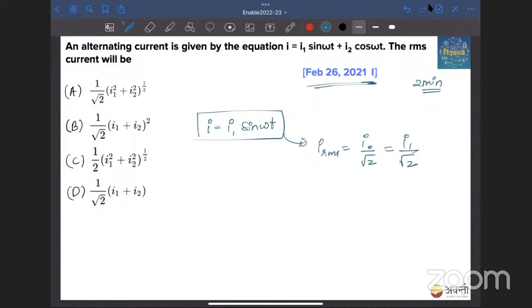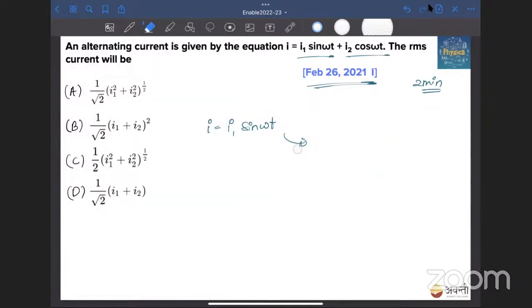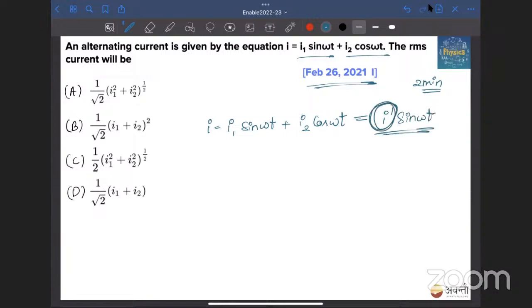But this is not the equation. The equation is I1 sin omega t plus I2 cos omega t. So let's remove this. Plus I2 cos omega t. So what can be done to make it in this type of form? Let's say I dash, either in sine or in cos. If something like that is formed, then we can take this quantity, divide by root 2, and we'll get the RMS. Okay, so we can do one thing.